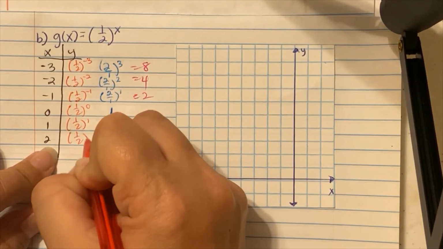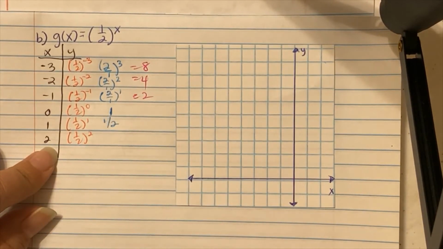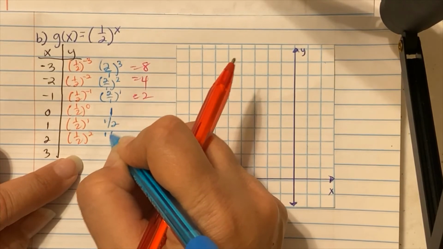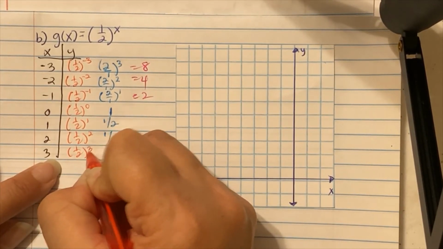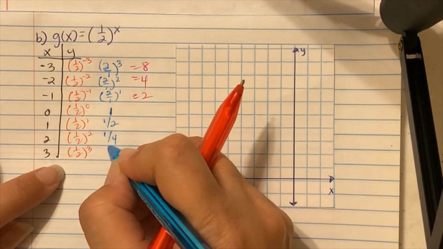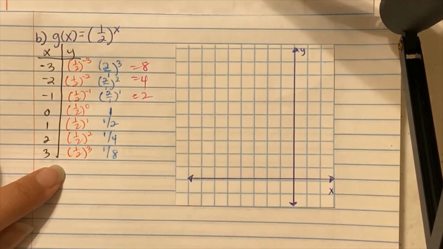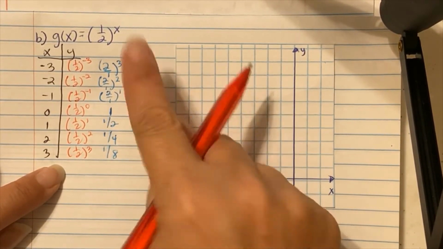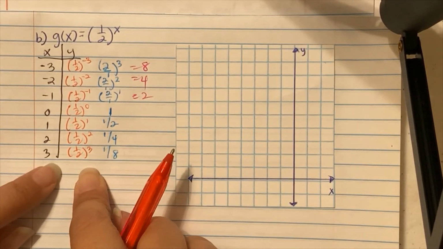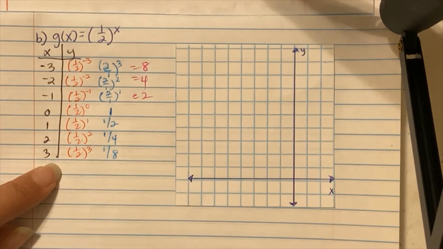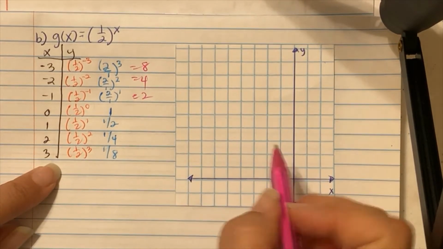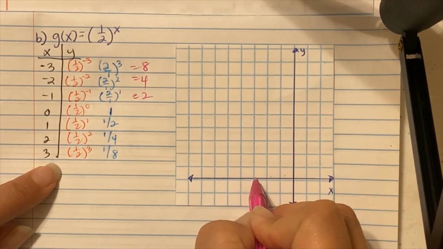1/2 to the power of 2 means we square the numerator and denominator and we get 1/4. 1/2 to the 3rd power means 1 cubed, 2 cubed, so you get 1/8. So we have our values that we can draw our graph with. So again, we're starting with -3. When x is -3, we are positive 8.